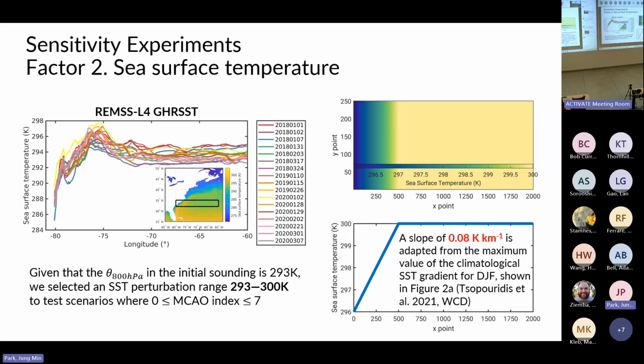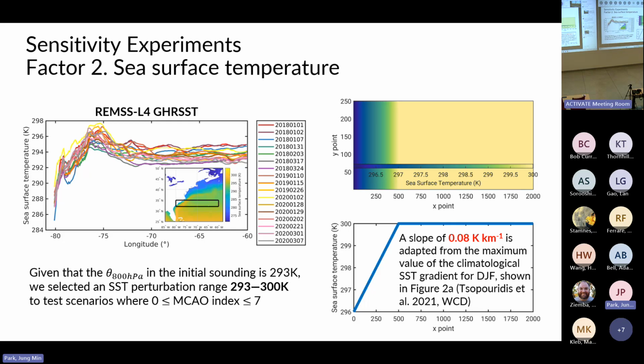The second factor we perturb is sea surface temperature. Again, this has important implications for changing sea surface temperature in a changing climate, and the marine cold air outbreak index changes by definition. The left figure here shows the meridionally averaged sea surface temperature over this black box within our study domain for the 17 days. Based on this, we set our idealized SST gradient as shown on the right.